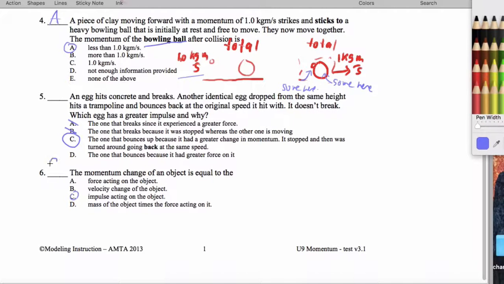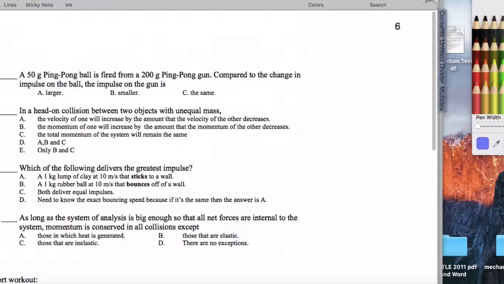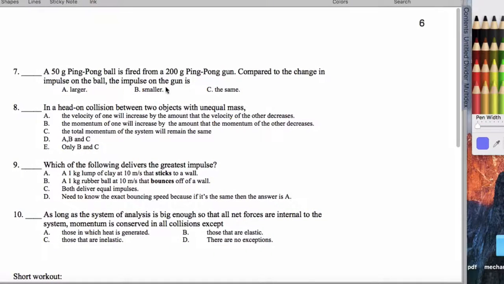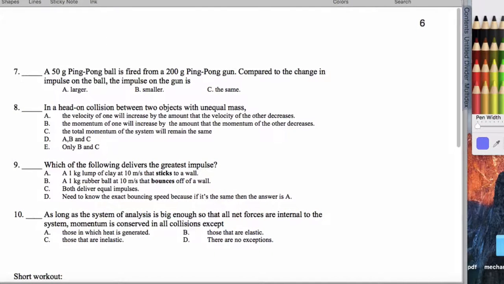If you didn't get C correct, I didn't even change this from the practice test. Okay, this one here, I think I changed the word force to impulse, or I might have changed the word change in momentum, but I kept this one essentially the same. It turns out the impulse should be the same by Newton's third law.